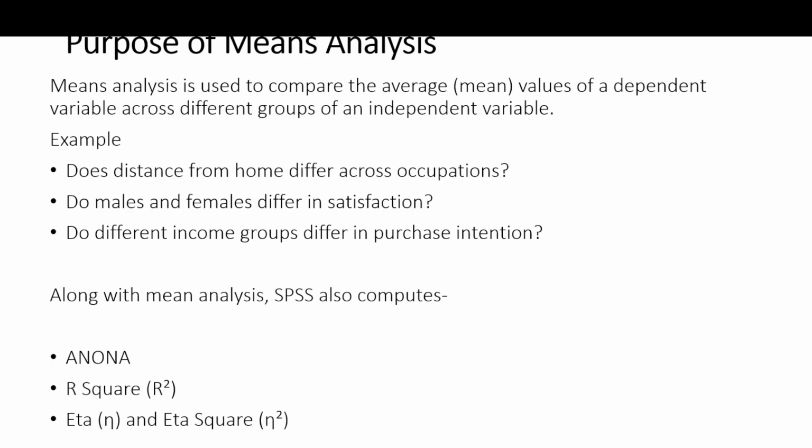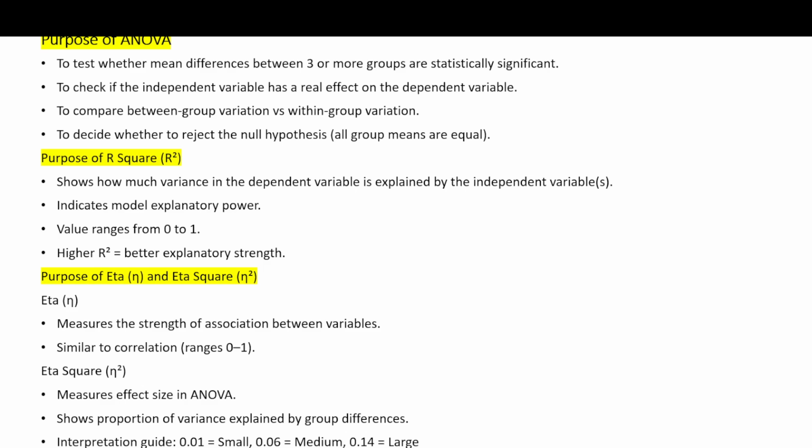When you calculate the mean analysis, SPSS also computes the following results along with it: ANOVA, R square value, eta and eta square. So what are the purposes of these statistics? Purpose of ANOVA: to test whether mean differences between three or more groups are statistically significant, to check if the independent variable has a real effect on the dependent variable, to compare between-groups variation versus within-group variation, and to decide whether to reject the null hypothesis, which states that all group means are equal.